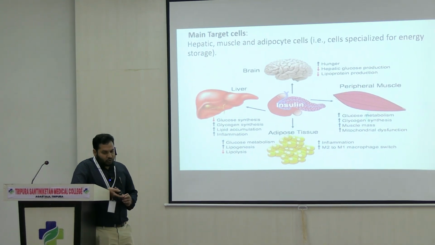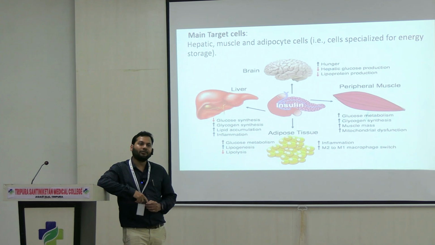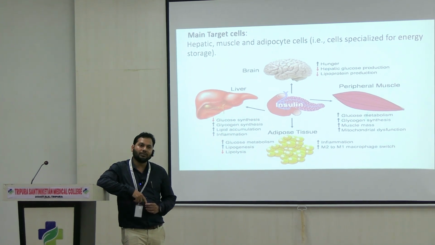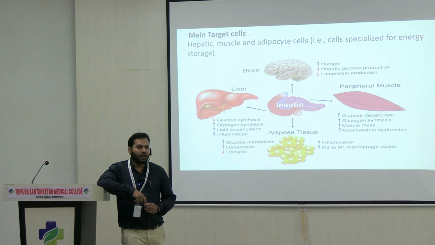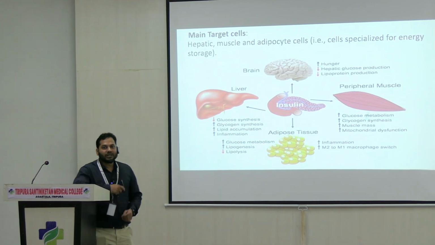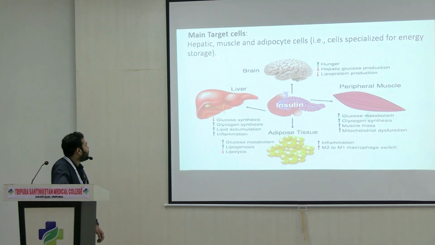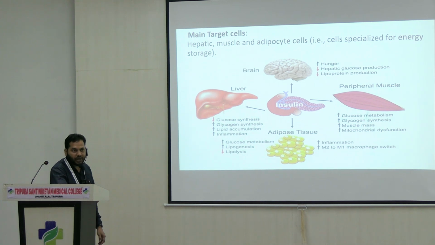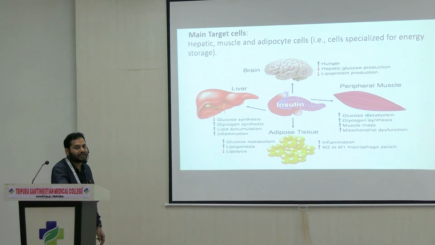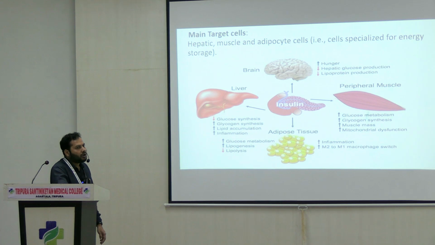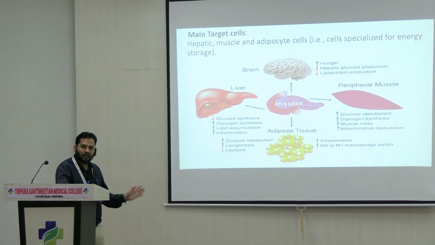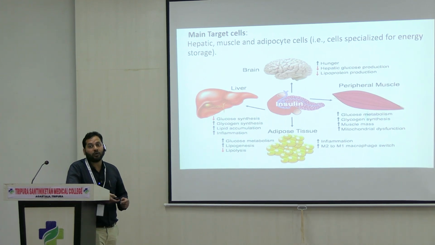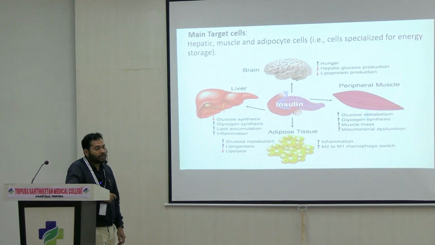Now, if I ask what is the most important target site for insulin hormone and what are the most important functions carried out by insulin hormone. If you see the target sites, yes, the most important sites are hepatic cells, muscles, as well as adipocyte cells, right? These three are the most important target sites for insulin hormone. But it is not limited to these cells only. Insulin hormone can act at other target sites also, but these are the most important ones.